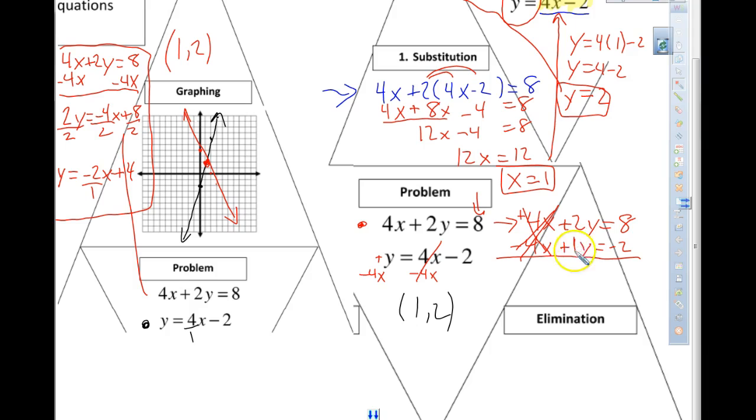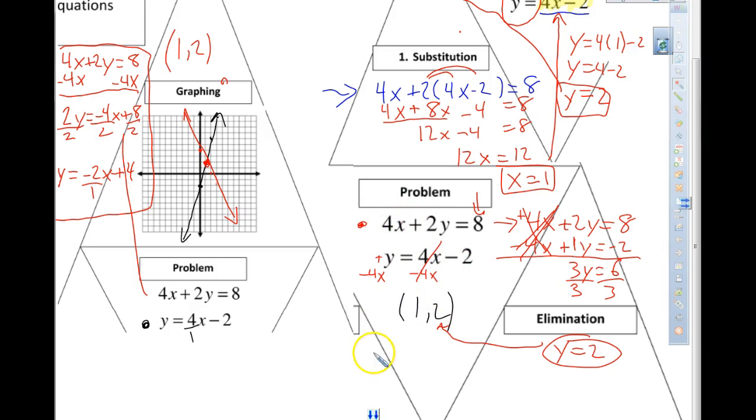We have 2y plus 1y, which is 3y, which equals 6. And if we divide both sides by 3, you get y equals 2, which is no surprise. We already knew the answer should come out to 2 because of the graphing method and substitution got the same thing. And then likewise, plug it back in, and you can solve for x.